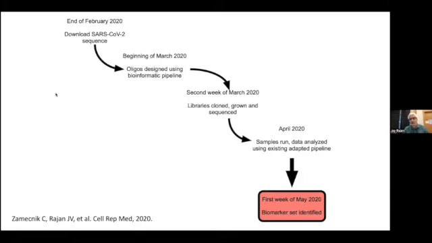And I'd already written a pipeline, basically, that makes it very easy for me to spin up PhIP-Seq libraries. And so that second week of March, I designed a COVID library, I cloned it and sequenced it. And by April of 2020, we'd already run our samples. And by the first week of May, we had a set of biomarkers.